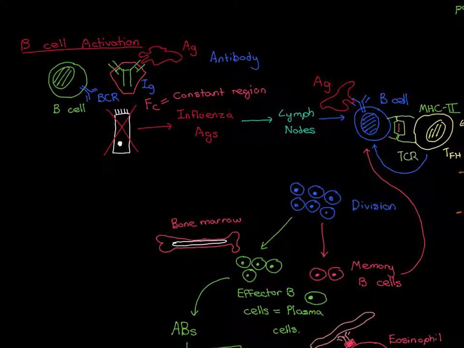So in order to get B cell activation, I'll say this one more time, you have to have the B cell receiving help from helper T cells that are directed against a peptide fragment of the same antigen that the B cell is directed against an epitope of.